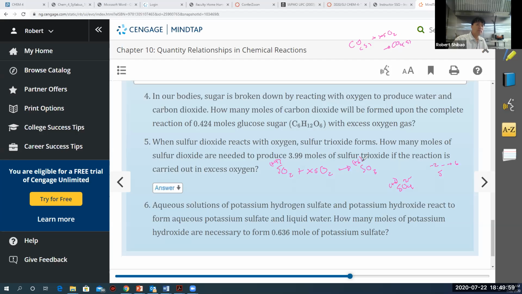So both of these are maxed out, and sulfur trioxide is maxed out. That's complete combustion with excess oxygen. All right, this is a 1-to-1 ratio, 1-to-1 mole ratio.